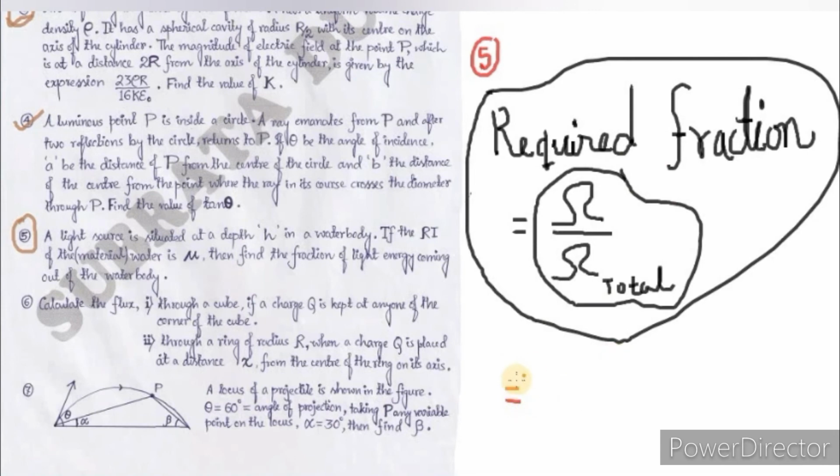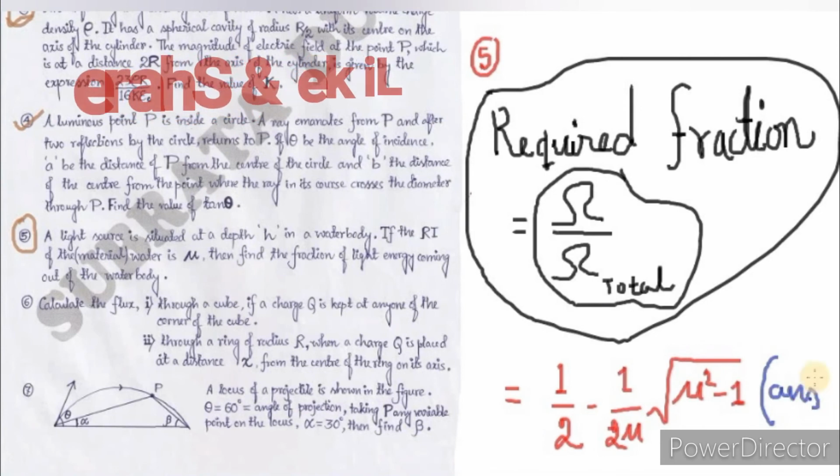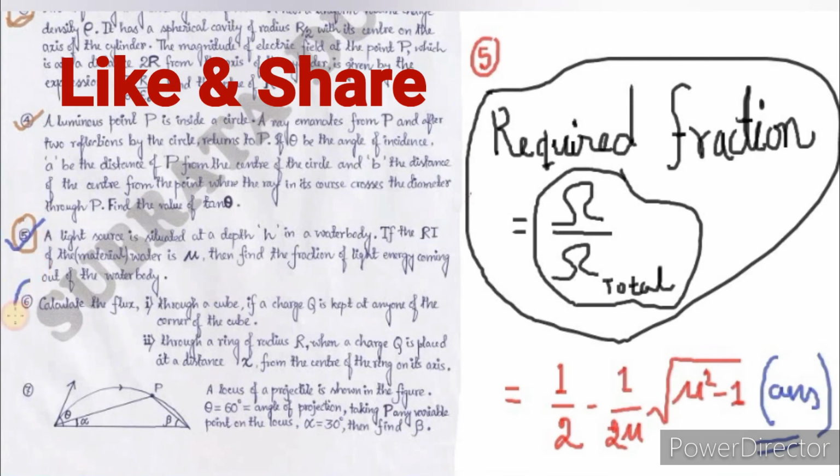And now after putting the values of our required solid angle and the total solid angle, we have got the required fraction of energy that was coming out of the water body as about 1/2 minus 1/(2μ) times root under (μ² − 1). That is our result. So it also becomes a very easy type of solution if we know the proper way of solving. Okay, so we have completed number 5 also.